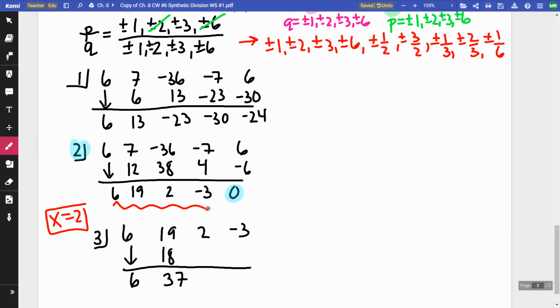37 times 3 is 111. I'm getting 113. This is definitely not going to work. I'm going to just continue working it out.